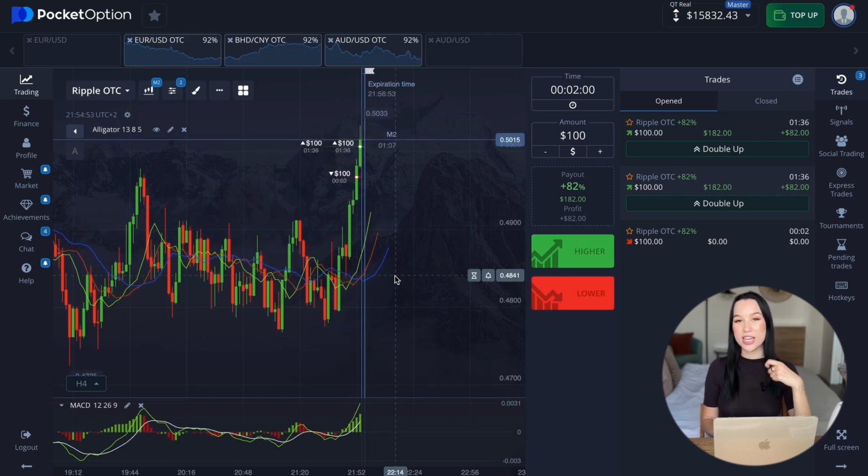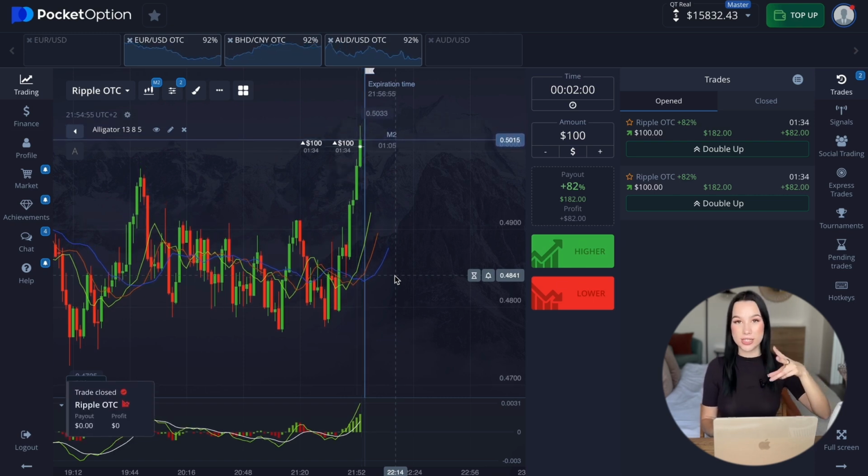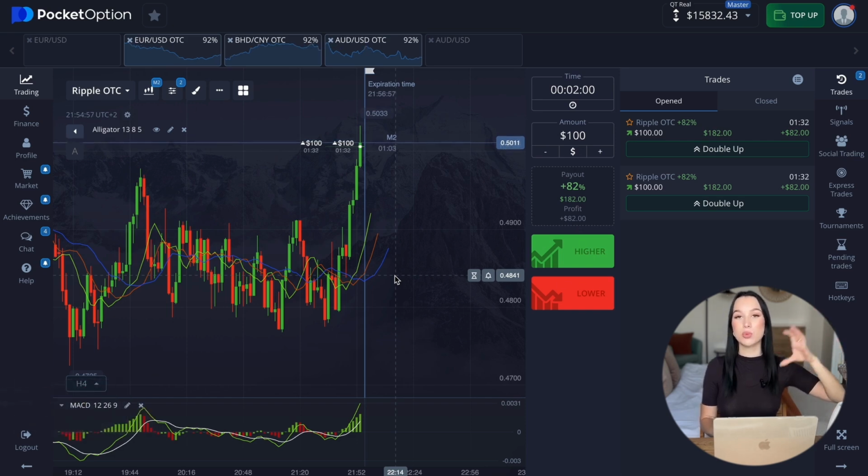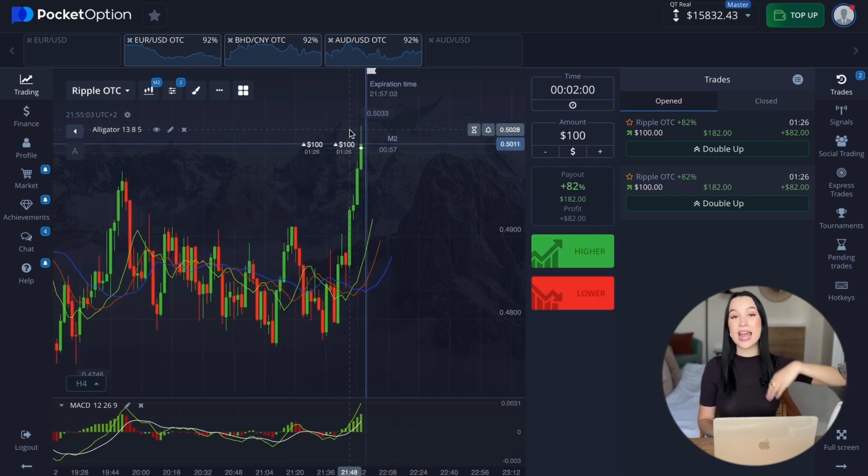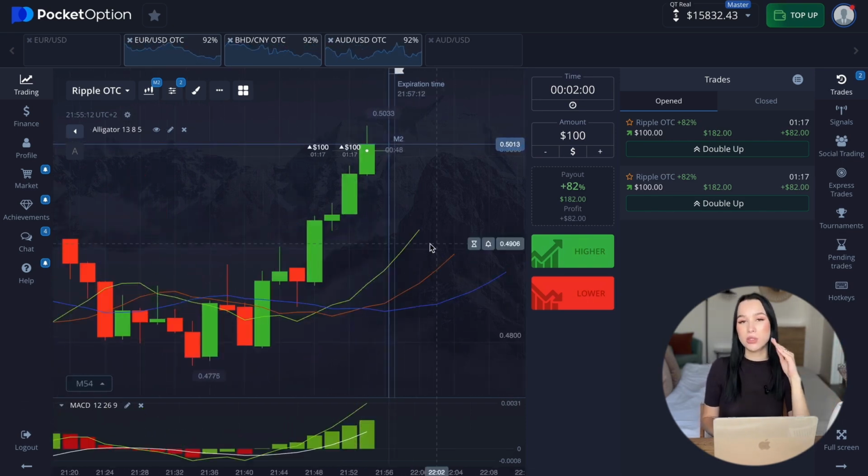So when we do a catch-up, we just open 2 trades for the same amount of money that we did before. That's how we can cover the losses from our last trade or trades and still have a profit. But I will definitely do a detailed video about catch-up.